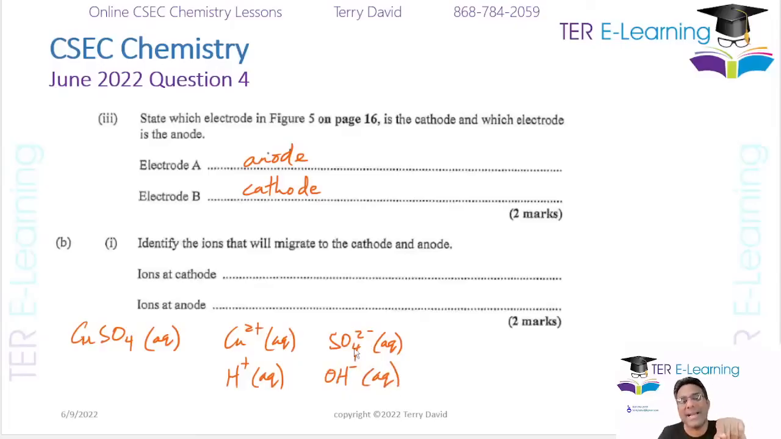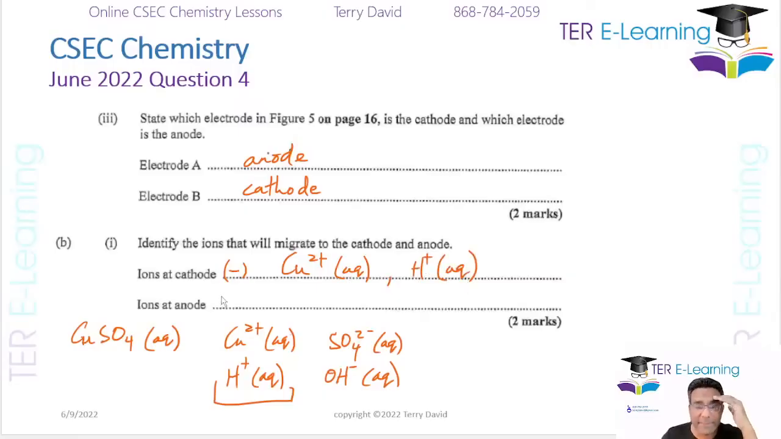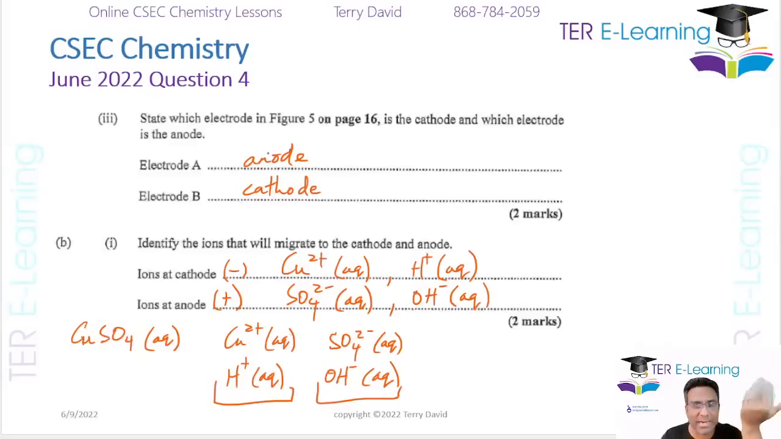So they said identify the ions that will migrate towards the anode and the cathode. Now remember, the cathode is your negative electrode. So the ones that are going to move across there will be these 2: Cu2+ aqueous and H+ aqueous. At the anode, that's your positive electrode, these ions are going to go there: SO4 2- aqueous and OH- aqueous. So those are the ions that are going to migrate towards the anode and towards the cathode.